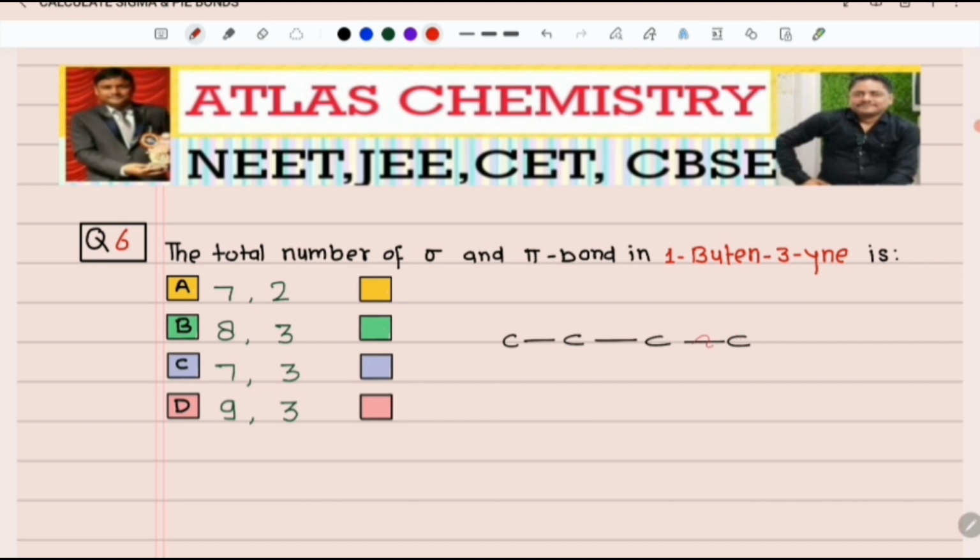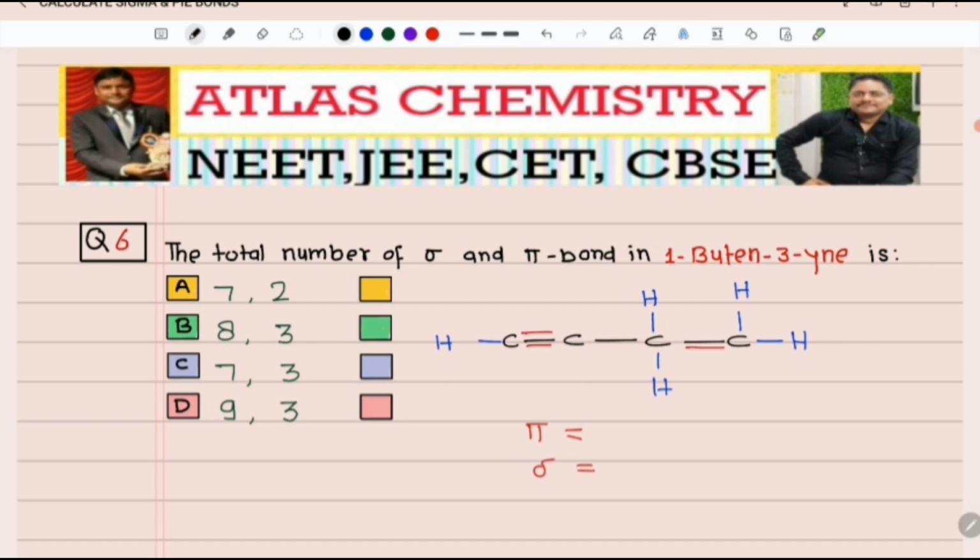There is a 1-butene, a double bond at 1, and a triple bond at 3. And if we are going to maintain the valency of the compound, here is need of 1 hydrogen, no hydrogen, 1 hydrogen is here, another hydrogen is here and 2 hydrogens are at the terminal position. So now we have to find the pi bonds and sigma bonds in this compound.